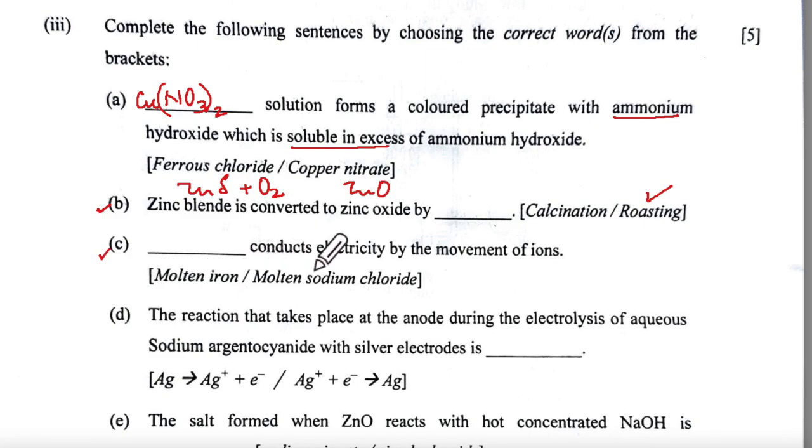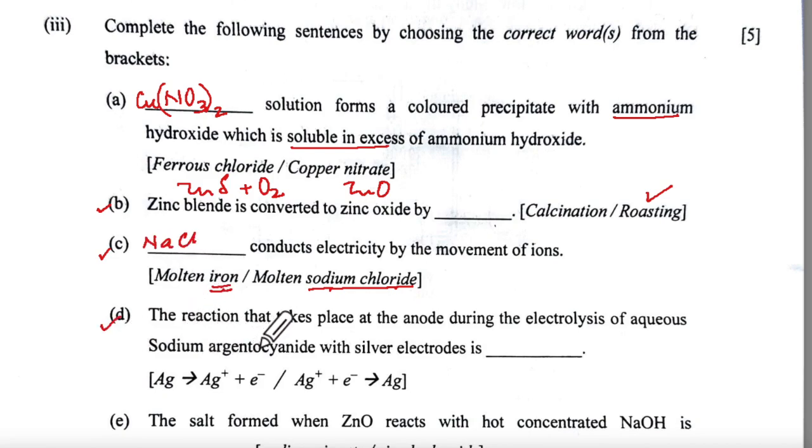C. Dash conducts electricity by the movement of ions. Molten iron and molten sodium chloride. Movement of ions will be in molten sodium chloride because there are ions present. Molten iron is a metal and it will conduct electricity by flow of electrons. So the correct option is sodium chloride.